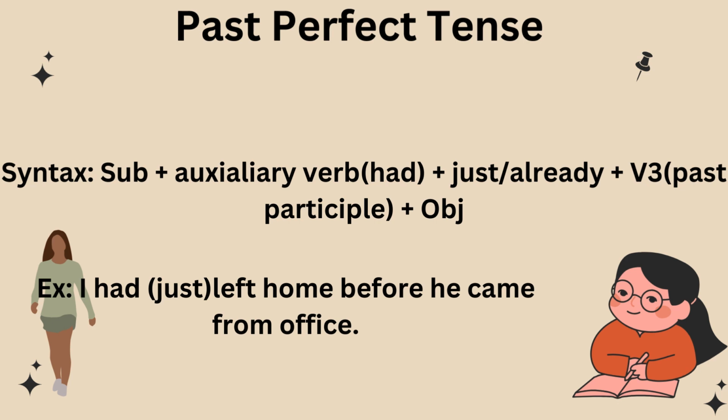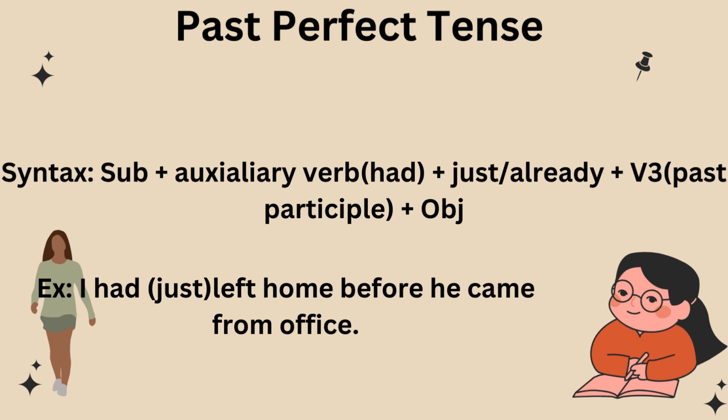Okay, and after this, we can identify the sentences by identifying words like just, already. Okay, these identification words we can have in the sentences to identify which form of the tense it is. And I had just left home before he came from office.